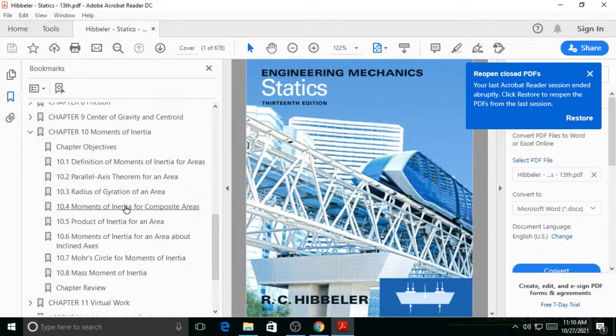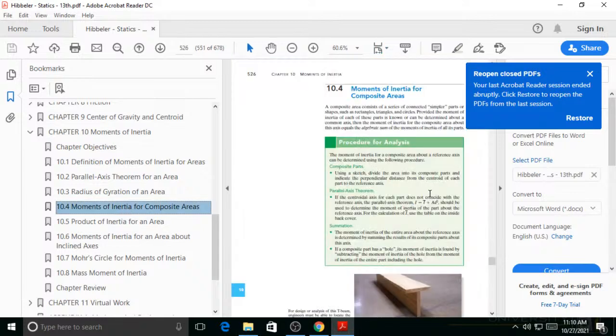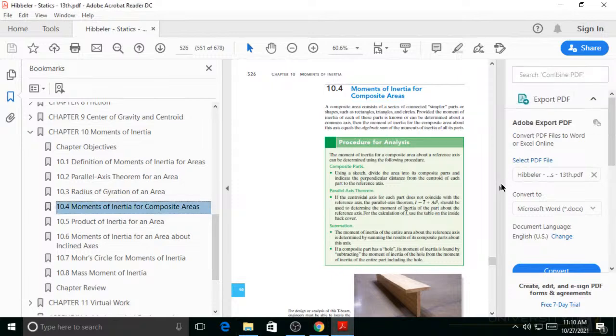Should I do composites and then go back? I'll do composites and then go back. What does that mean?